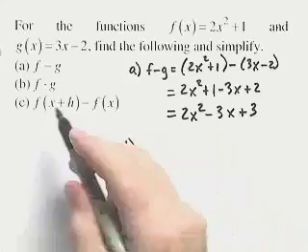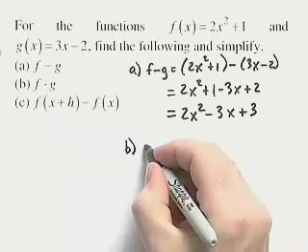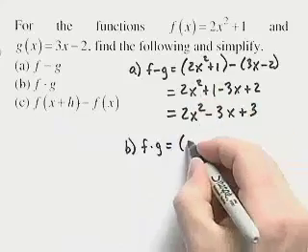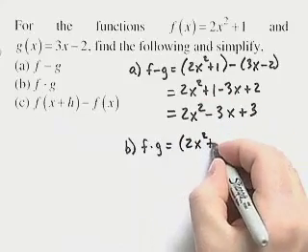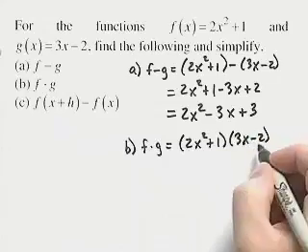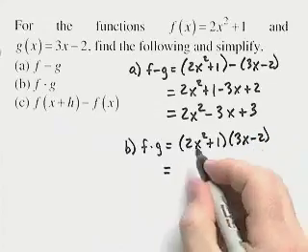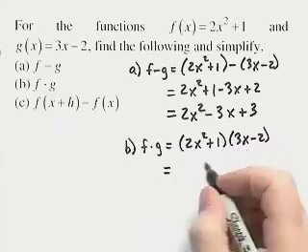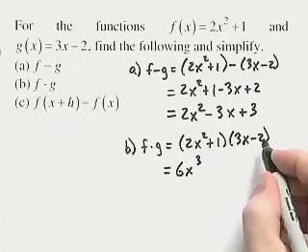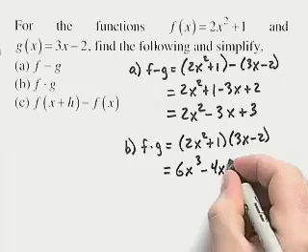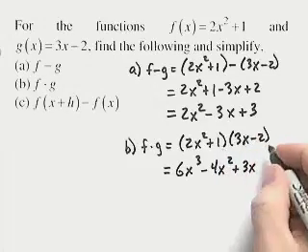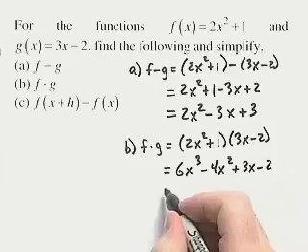For part B, we want the product of the two functions. So f times g, again, we want to use parentheses as we write our functions down: (2x² + 1)(3x − 2), so that we distribute correctly. We can use the FOIL method. 2x² times 3x will be 6x³. 2x² times negative 2 is minus 4x². 1 times 3x is plus 3x, and 1 times negative 2 gives us minus 2.